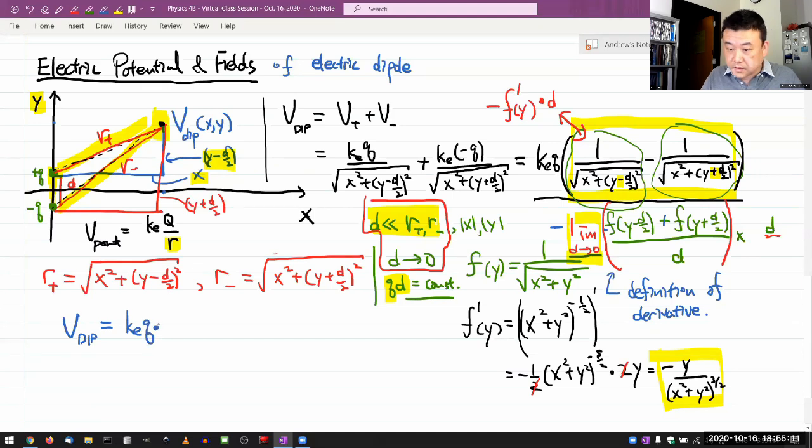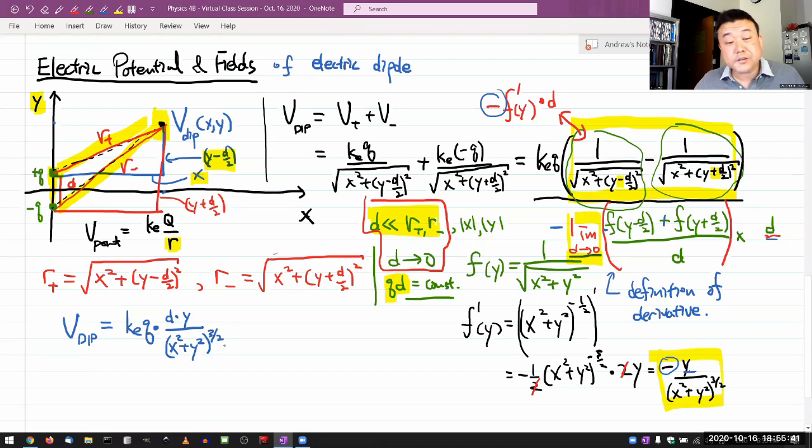Keq times, and I notice I have a minus sign here, and I'll have a minus sign there. That'll cancel each other out. So I'm just going to write down the positive quantity. I have y here, I have d there, so let me write d first. D times y divided by x squared plus y squared raised to the power 3/2.